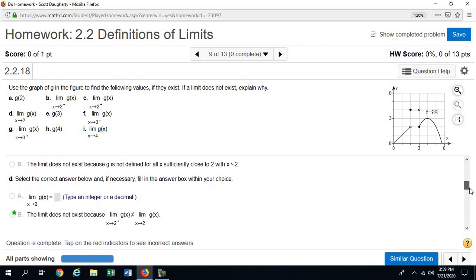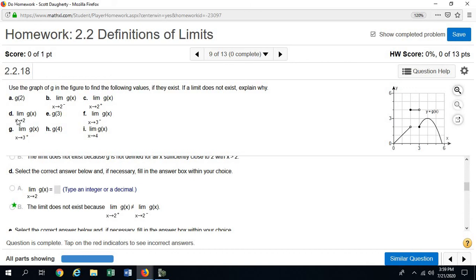And then part D, we're supposed to find the limit as x approaches 2 from both sides of the function g of x. So this is called a two-sided limit, and you can tell that it's a two-sided limit because it doesn't have a superscript. Like this one has a superscript of negative, which means it's approaching from one side, just the negative side, whereas this superscript means it's approaching from the positive side. If it doesn't have a superscript, then it's called a two-sided limit.